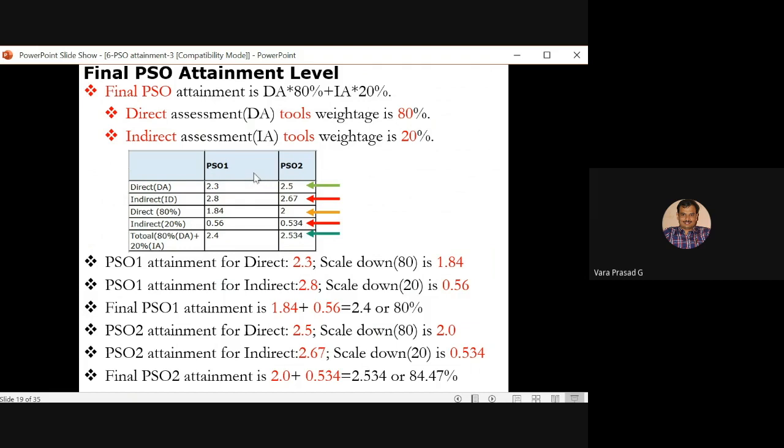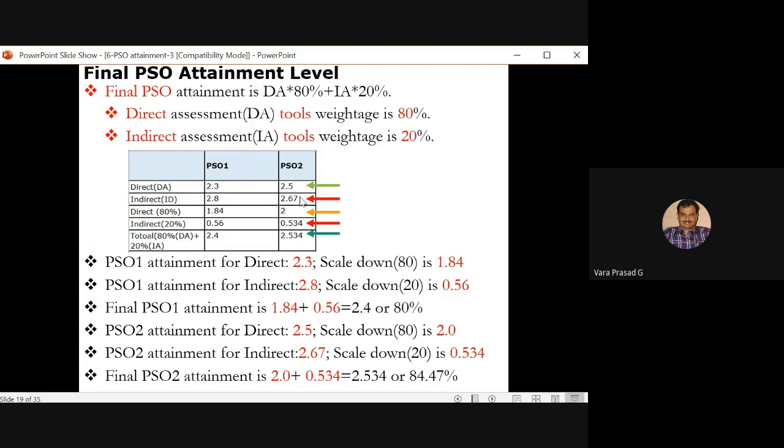Now I'll take a small example, PSO2. So you take PSO2. How much is the direct attainment value? It is 2.5. Now, 2.5 multiplied by 0.8, how much do you get here? It is 2. It means you have to scale down this value to 80 percent, so it should be 2.